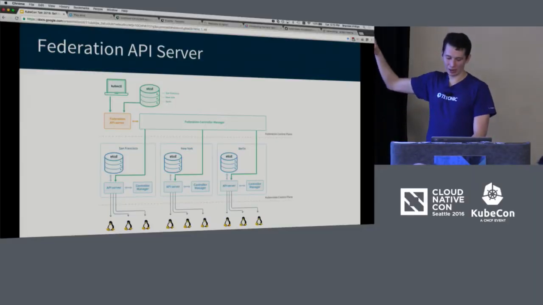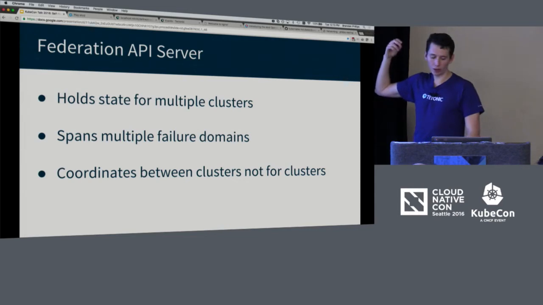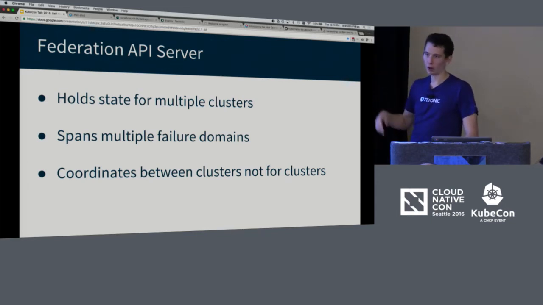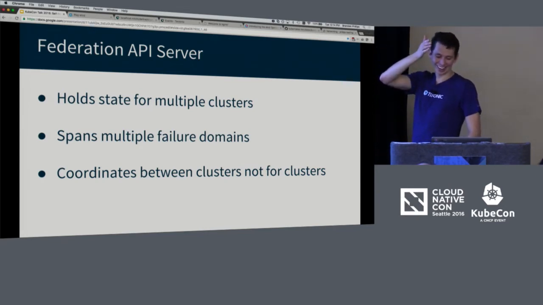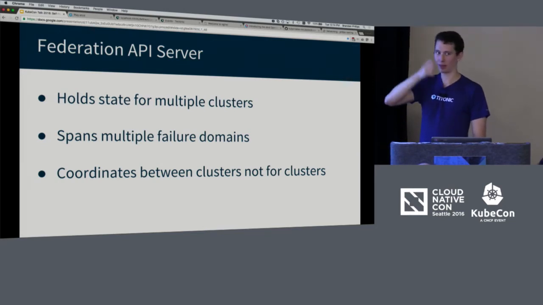So that's the big idea with federation. The API server and etcd hold state for multiple clusters, like what services and replica sets you want running across your clusters. It spans multiple failure domains. Ideally, you will have a federation cluster running in New York, San Francisco, and maybe Tokyo, maybe 3 places that aren't always disaster movies. It spans multiple failure domains and is resilient to, just like etcd, 1 of the 3 or 2 of the 5 failure domains going away.